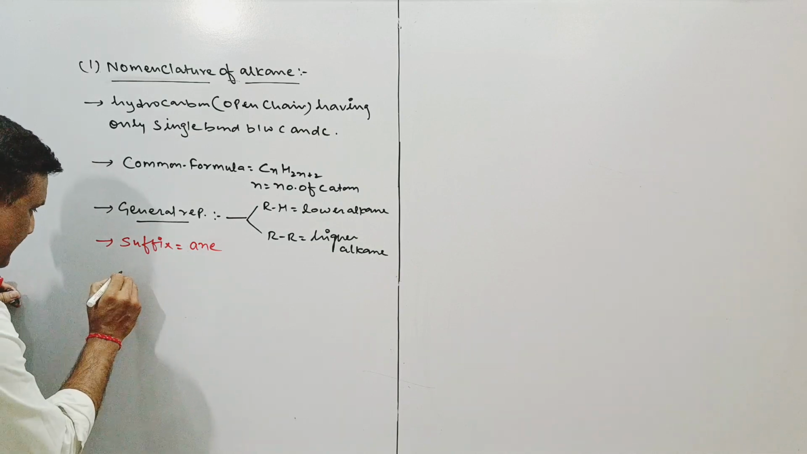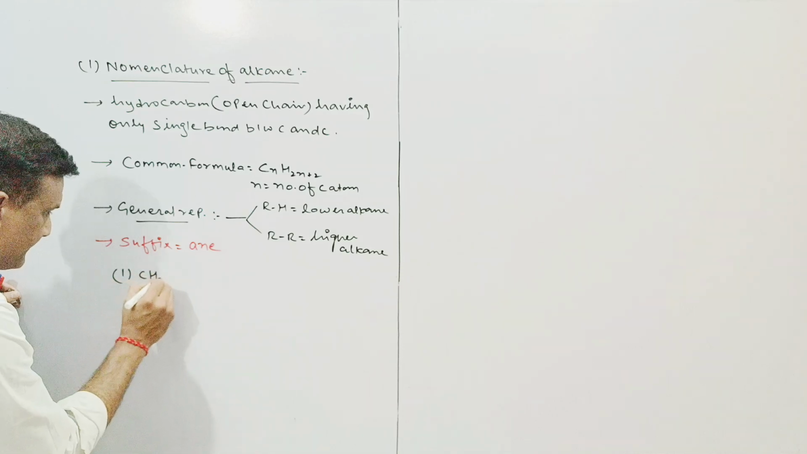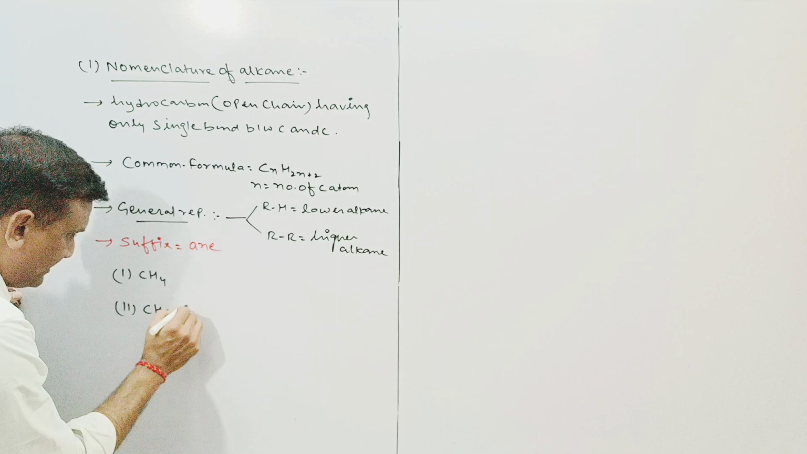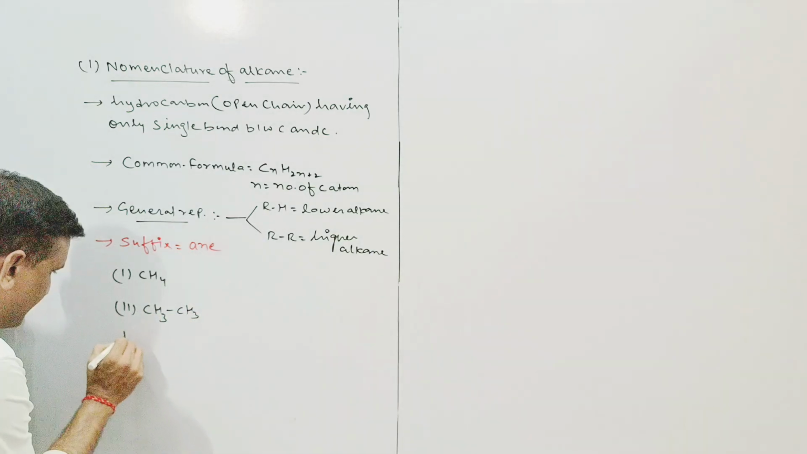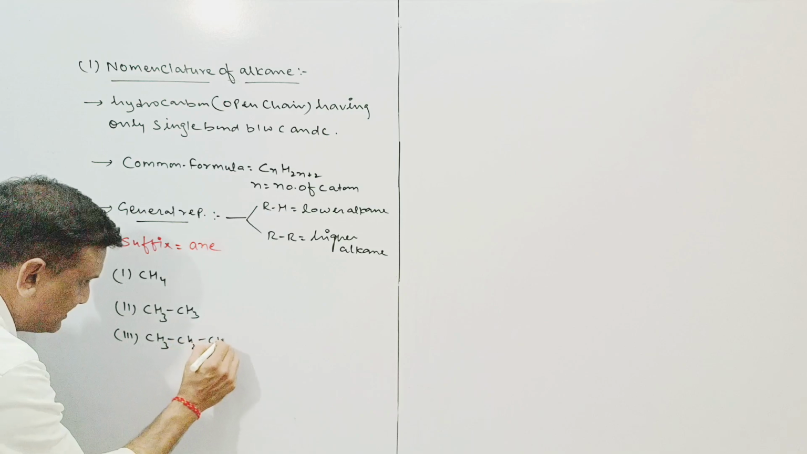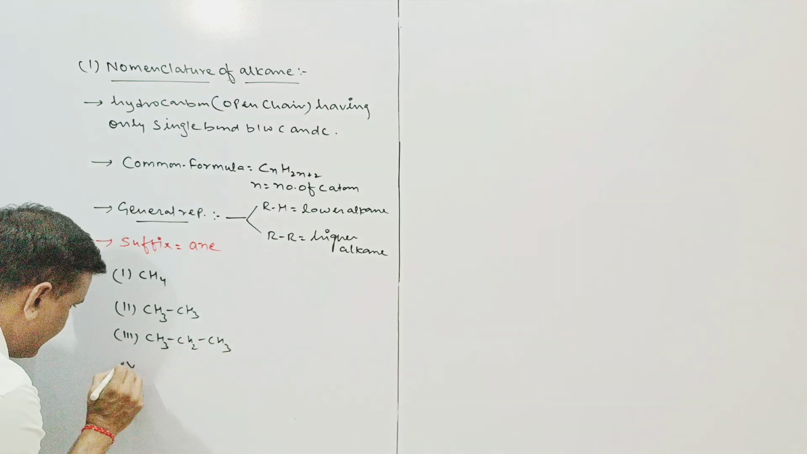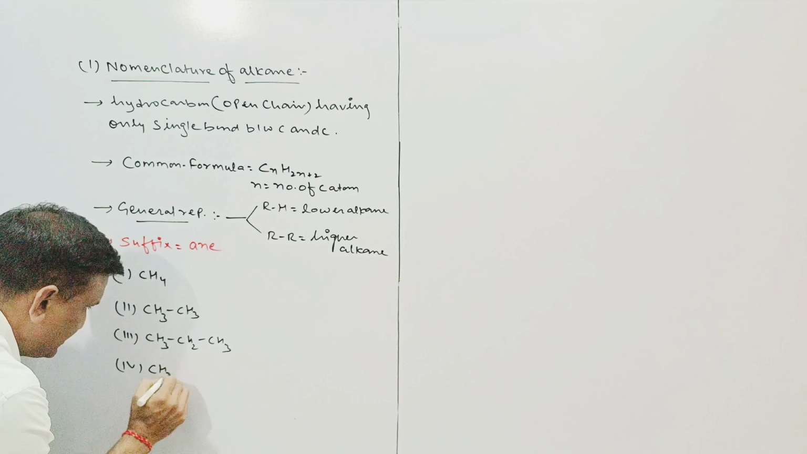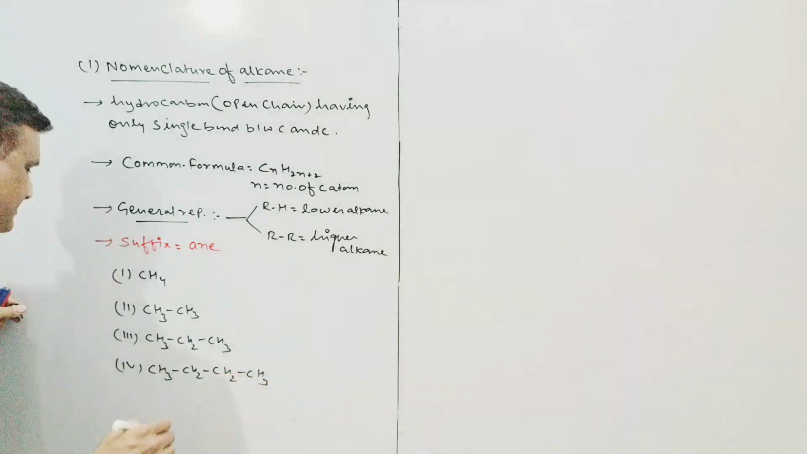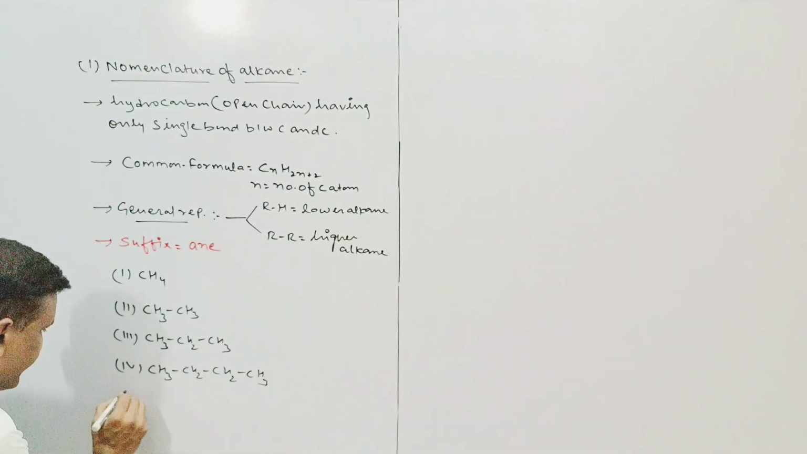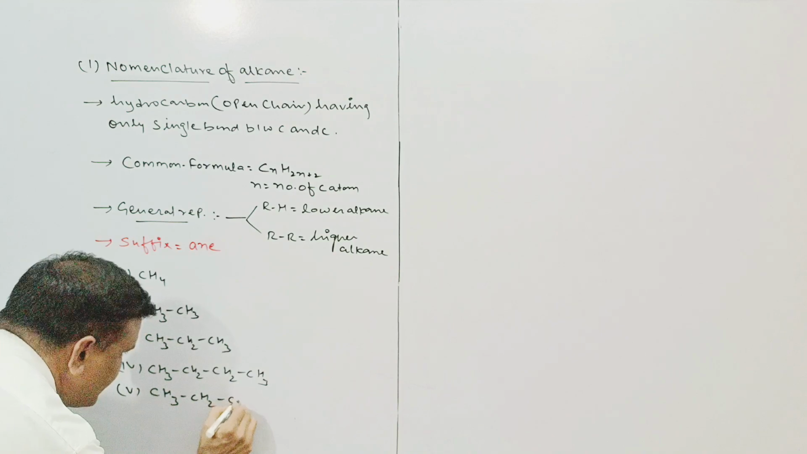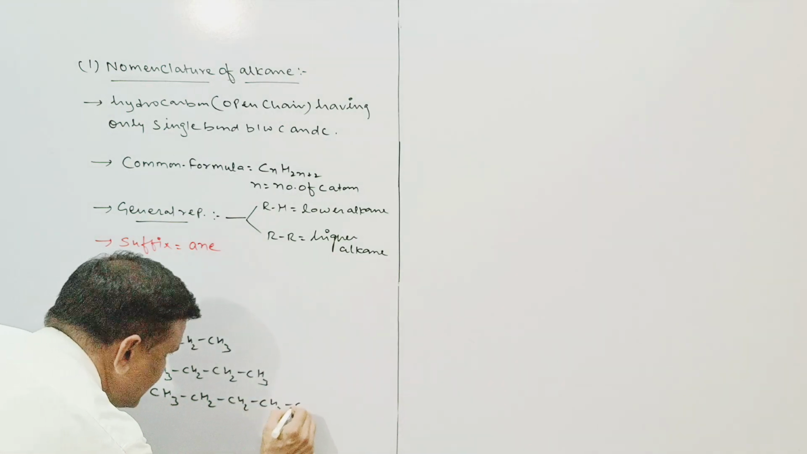We can take the first compound as CH4. This is the second compound, CH3. This is the third compound, CH3, CH2. This is the fourth compound, CH3, CH2. This is the fifth compound, CH3, CH2, CH2 and CH3.